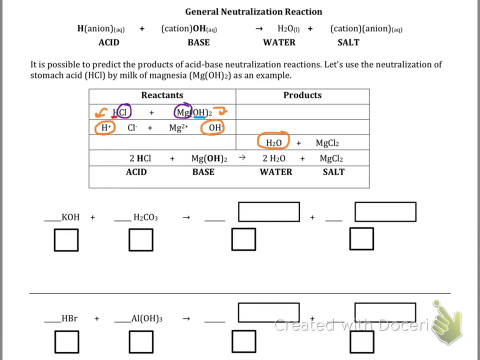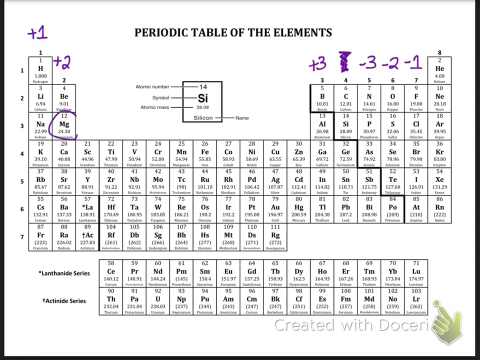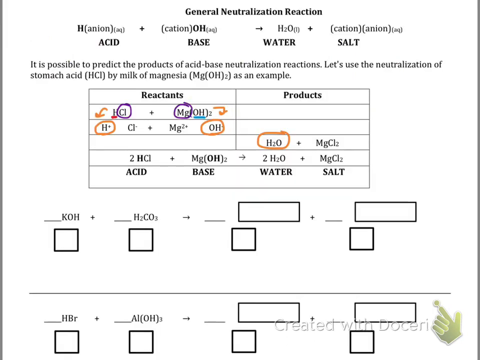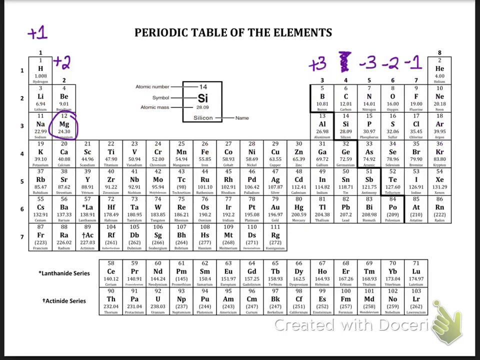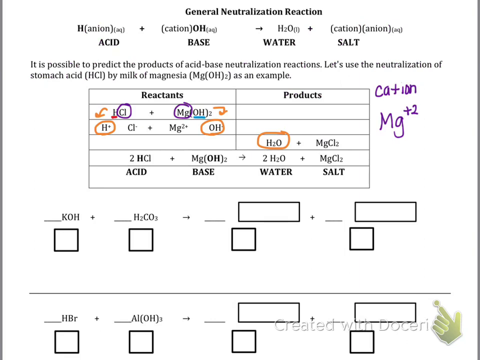When you look at your leftover elements here, you're going to have to put charges on them. They're already there, but just so that we can practice, we see that magnesium is right here. If you look, it's a +2 charge. So I'm going to make a note here. Magnesium is +2. This is our cation because it's positive. Then you're going to look up chlorine, which is here. It's a -1 charge, right? So you write chlorine -1. This is your anion because it's negative.